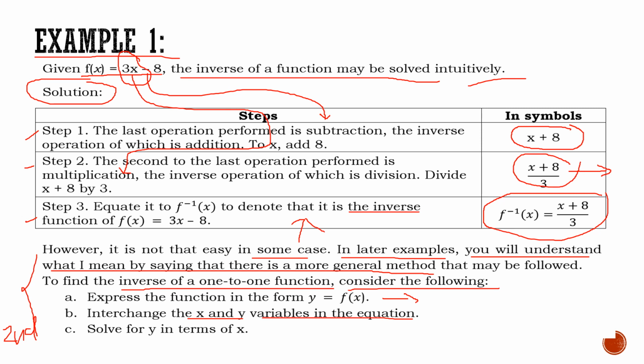And the last step is to solve for the value of y in terms of x. So right after swapping the positions of your x and y variables, we just simply solve for the value of y in terms of x. Whatever the resulting value is when we solve for y in terms of x, that will now be the inverse function of your original or given function.